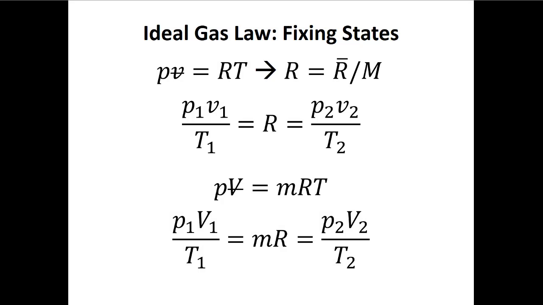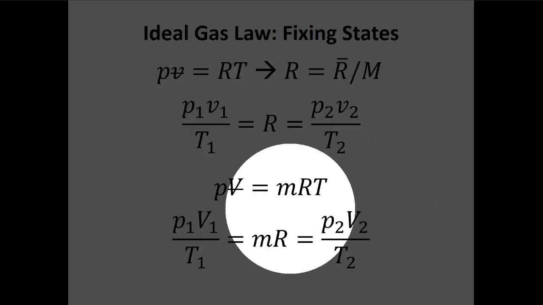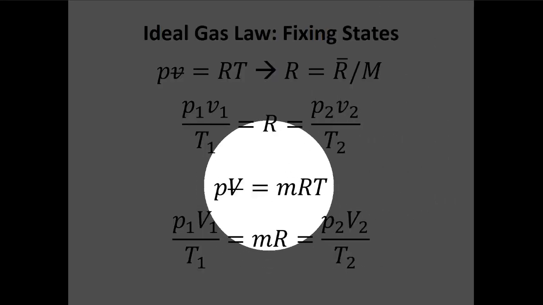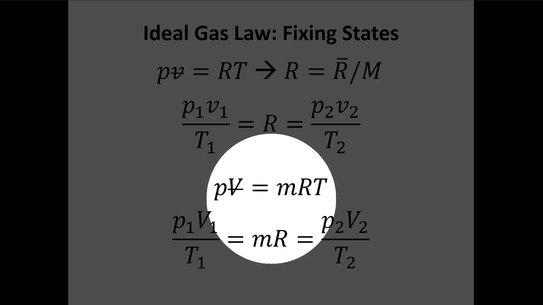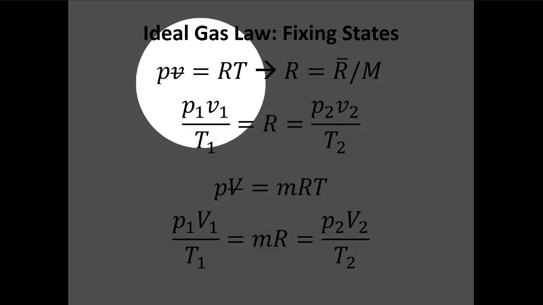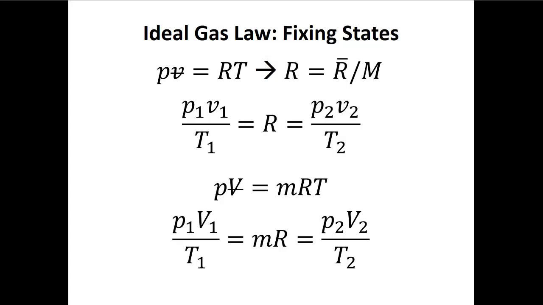So we can use the ideal gas law in several different forms, right? This is maybe the one that we're most familiar with: pressure times volume is equal to mass times the specific gas constant times temperature. But if I divided both sides of this equation by the mass, then I would also see that the pressure times the specific volume is equal to the specific gas constant times temperature, right?